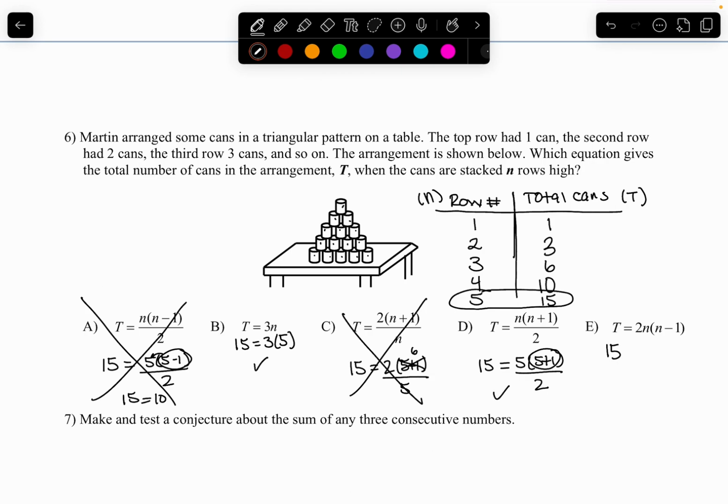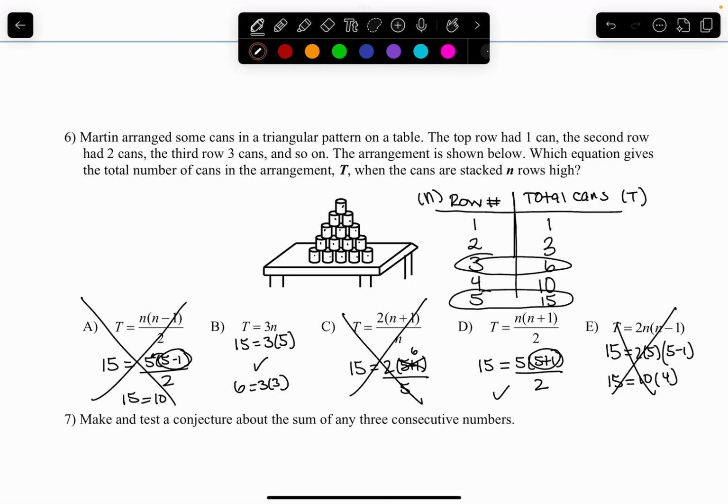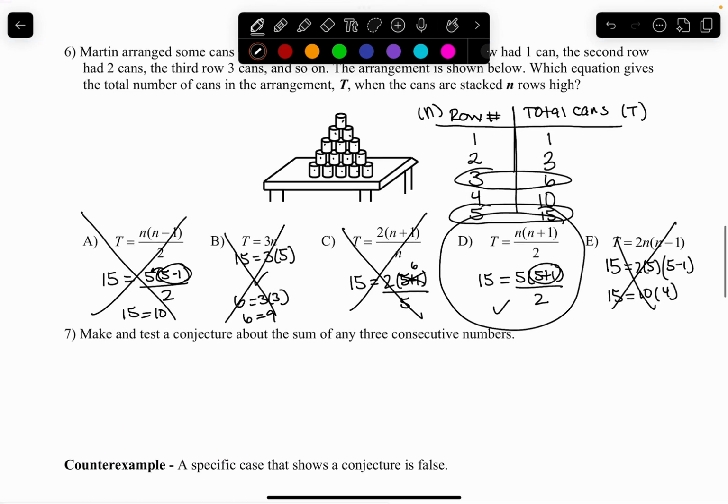So we're going to have to look at a different number here. 2 times 5 and then 5 minus 1. This will be 15 equals 10 times 4, which is 40, which is not what we want. So let's pick another one. Let's do 3 and 6 and see if that works. So 6 is going to equal 3 times 3. That's 9, so that's not going to work. So it must be D. That's the one that's going to work for this one.